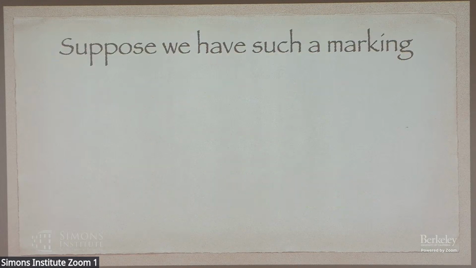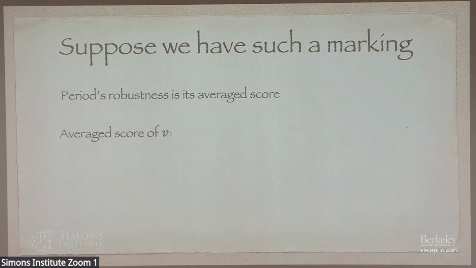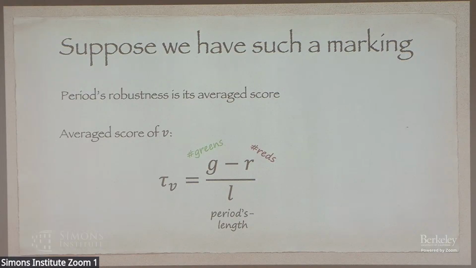The idea is that the period's robustness is its average score. So what's the average score? I take the number of greens, subtract the number of reds, and divide by the period length. So this is a weight of 1, this is a weight of -1.